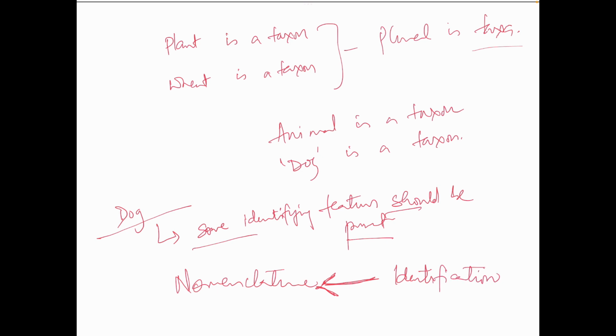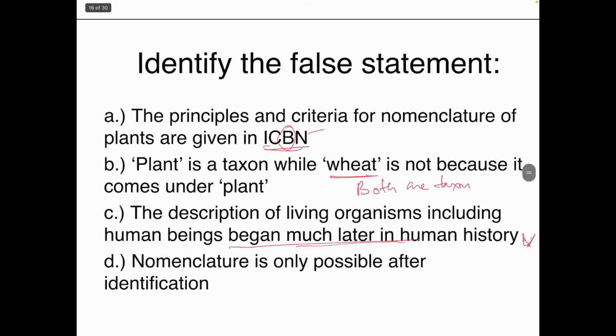Let's suppose you are standing in a group of 10 people and someone has to come and recognize you, that you are XYZ. He has to identify you first. He will have to look at your features, then he will know, and then he will be able to pick you up. So identification is only possible, sorry, nomenclature is only possible after identification. You need to describe the organism before you name that organism. So this is also a correct statement. So our false statement is statement number B.